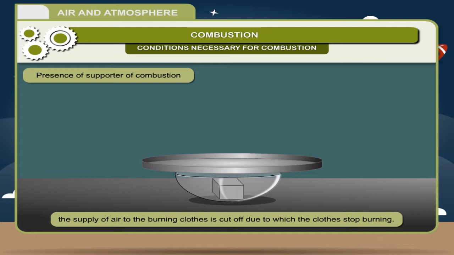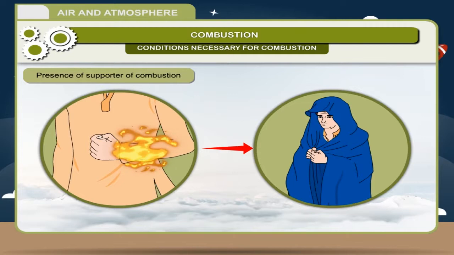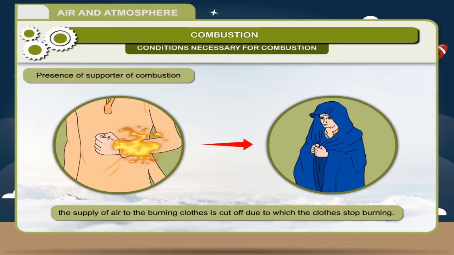charcoal fire stops. When the clothes of a person catch fire, the person is covered with a blanket to extinguish the fire because the supply of air to the burning clothes is cut off, due to which the clothes stop burning.